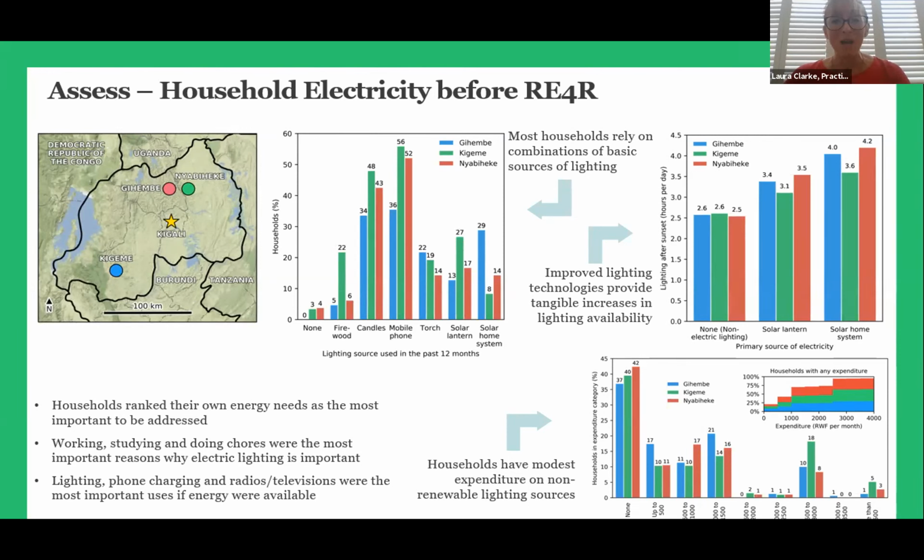And what we saw in particular was there was a high priority for energy access for households. People that we surveyed very much rated their household energy needs as the most important ones that they wanted to see addressed. They really saw that working, studying, and doing chores around the household were important reasons why electrical lighting in the household would have been important. And also use of appliances, phone charging, televisions, and radios were also things that people prioritized in terms of what they would have wanted were energy to be available.